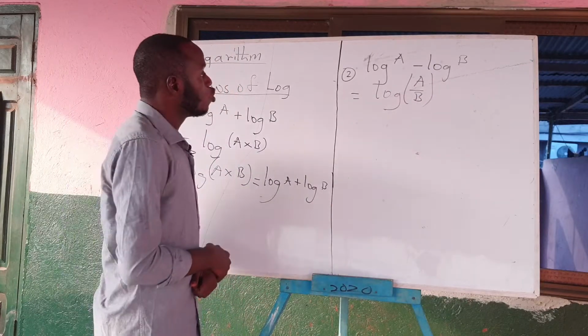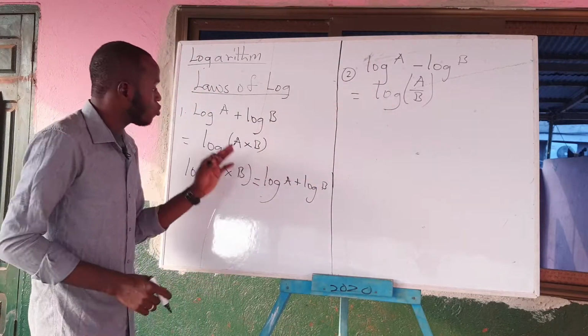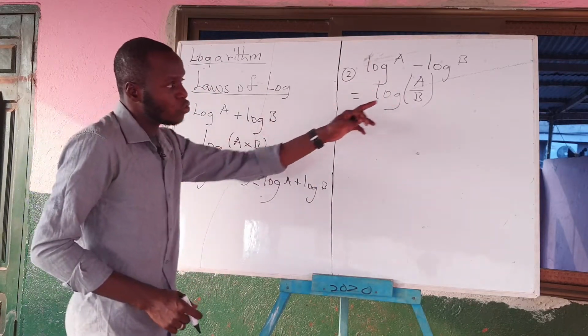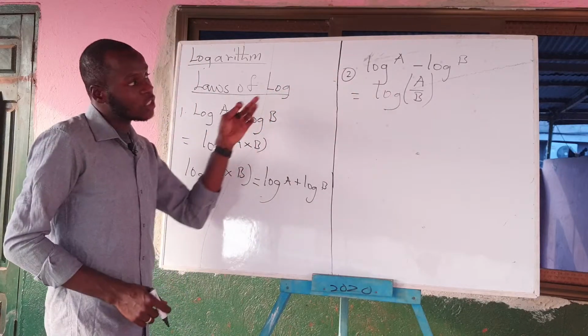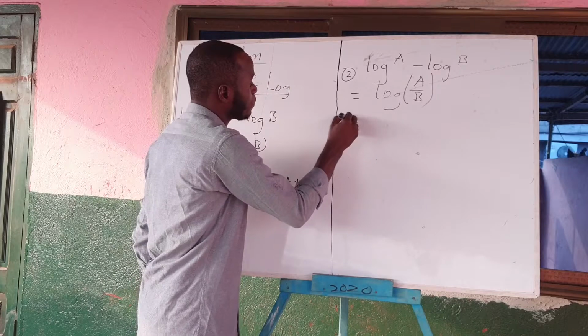Note these laws, they are different. So this one has to do with multiplication, this one has to do with division, this one has to do with addition, and this one has to do with subtraction. Let's look at the third law.